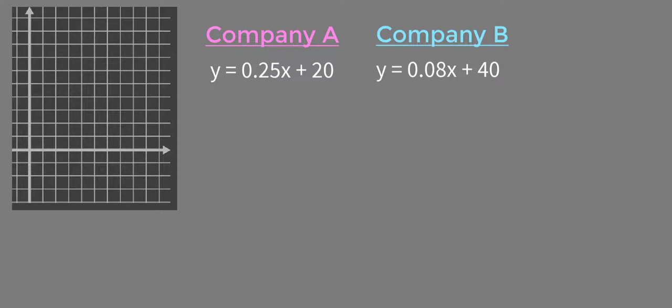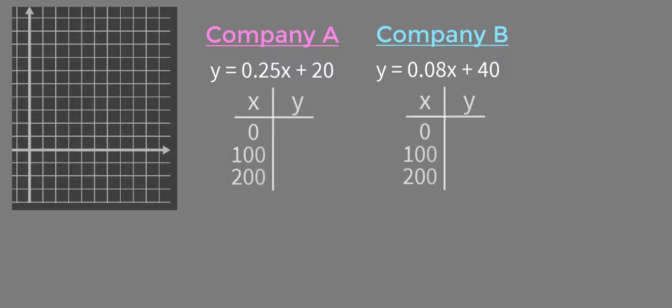With company A, total cost Y equals the cost per minute times the number of minutes X plus the initial cost, or the monthly cost, regardless of how many phone calls you make, which is 20. So we set up our table here for 0. We don't really need to substitute because 0.25 times 0 is just 0. And then we have the 20, so we know we're at (0, 20).